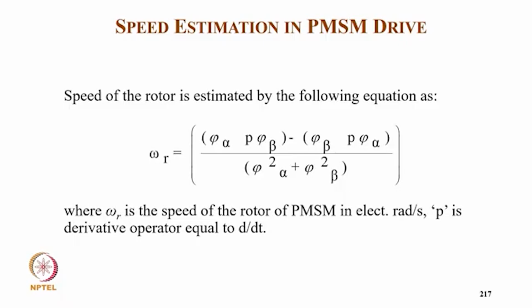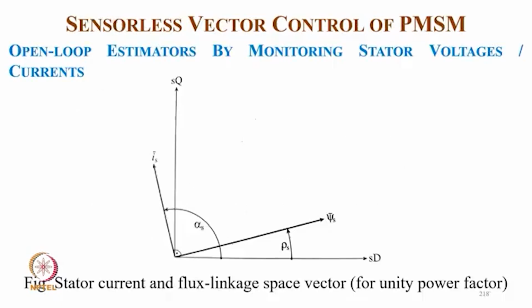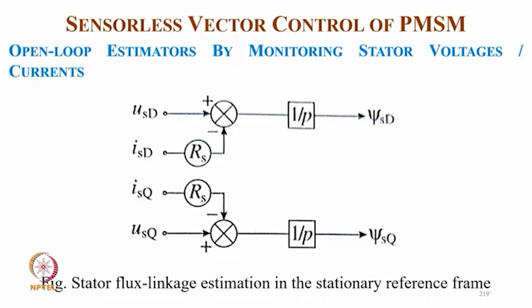So now the speed of the rotor is estimated as omega r equal to, in brackets, psi alpha times p psi beta minus psi beta times p psi alpha, divided by psi alpha squared plus psi beta squared. Here omega r is the speed of the PMSM rotor in electrical radians, and p is the derivative operator equal to d upon dt. And these are the stator current and flux linkage space vectors for unity power factor.